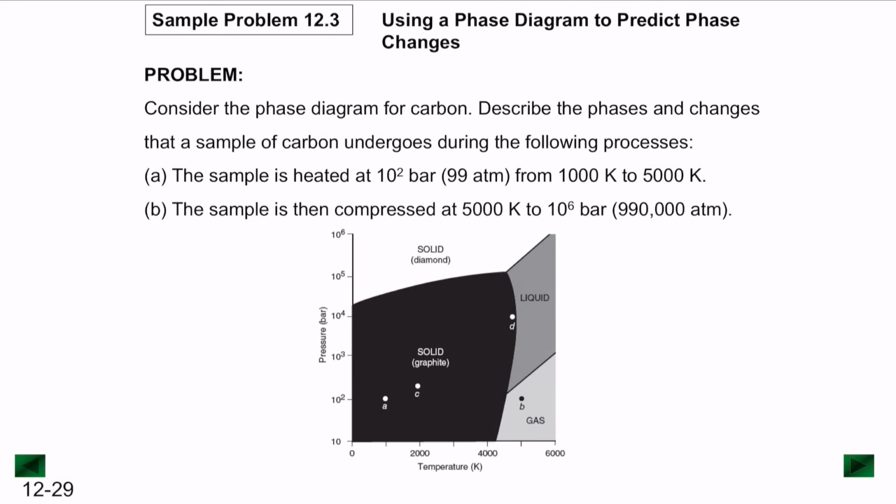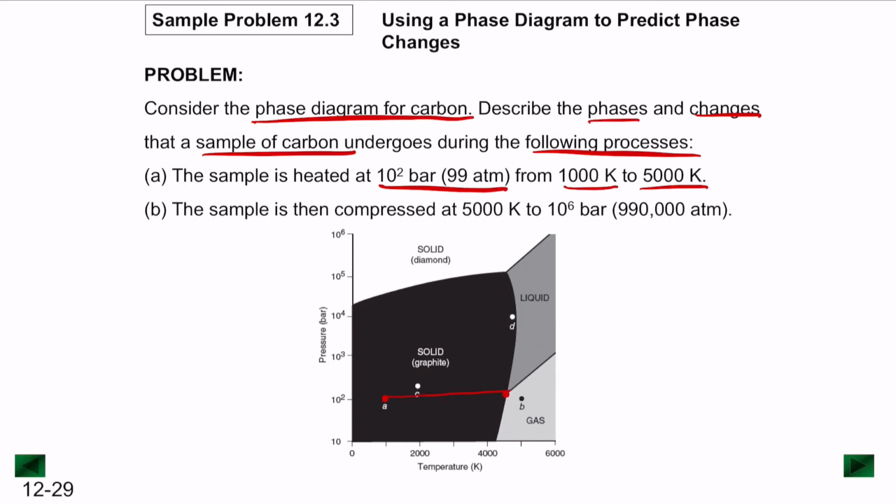So let's take a simple example of a problem. Here they are giving us the phase diagram of carbon, and they're asking us to describe the phases and the changes that a sample of carbon undergoes under the following processes. First, the sample is heated at 10 to the power 2 bar from 1000 Kelvin to 5000 Kelvin. So we are starting at 1000 Kelvin, point A, and going to 5000 Kelvin, with the pressure at about 10 to the power 2 bar.